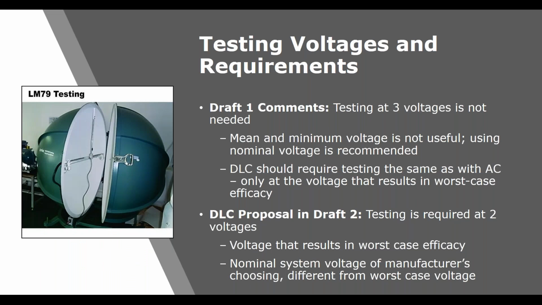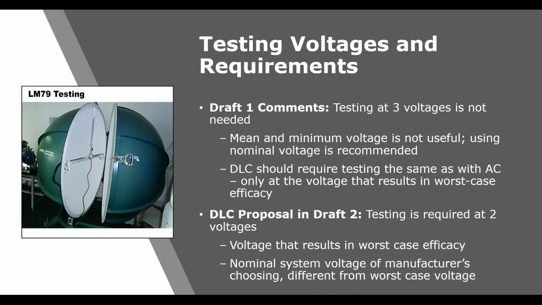So the first topic or issue I want to talk about is the requirements for testing of the products related to the testing voltages. With the first draft, the DLC had proposed that DC and PoE products needed to be LM79 tested at 3 different voltages: the mean, the minimum, and the maximum. We received a lot of comments back on the first draft about this. A couple of flavors of this. One being that the mean and minimum voltage was not really useful, with recommendations that we just require testing at the nominal voltage of the system.